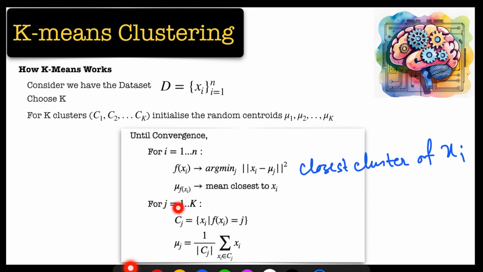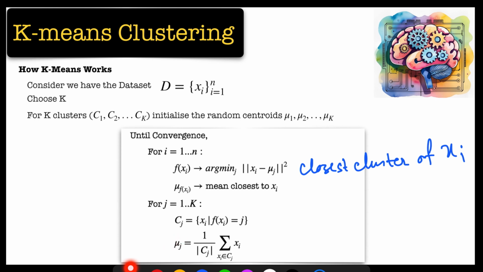Next, for j equals 1 to k, that means for all the clusters, what we are doing, Cj is the set of xi such that f of xi is j. That means initially these clusters were empty, right? So we have to assign cluster points to Cj. So Cj, in every iteration, we are making Cj all the xi such that the closest cluster of xi is j. f of xi is the closest cluster of xi, right? So we are taking all the points that are closest to this cluster Cj.